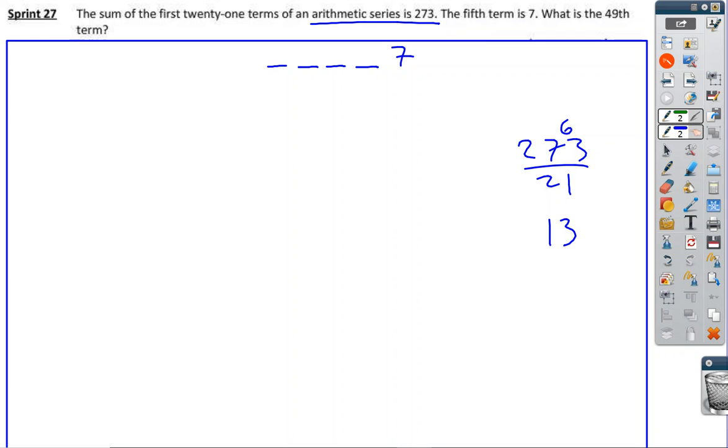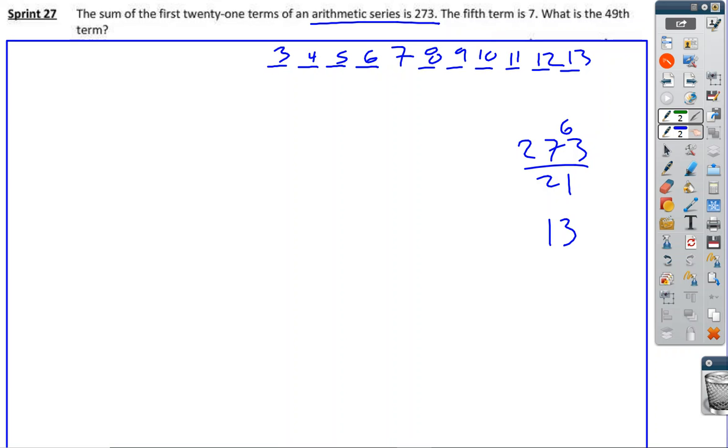And to make things even better, we know that since we have 21 numbers, the 11th number has to be 13. So there's my 5th, 6th, 7th, 8th, 9th, 10th, 11th. Well, that means we're counting by ones. That's the only way this works. And going backwards, we have 6, 5, 4, 3.